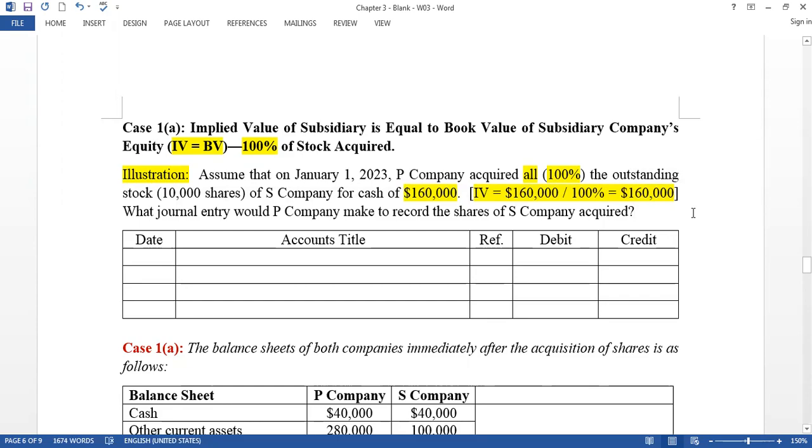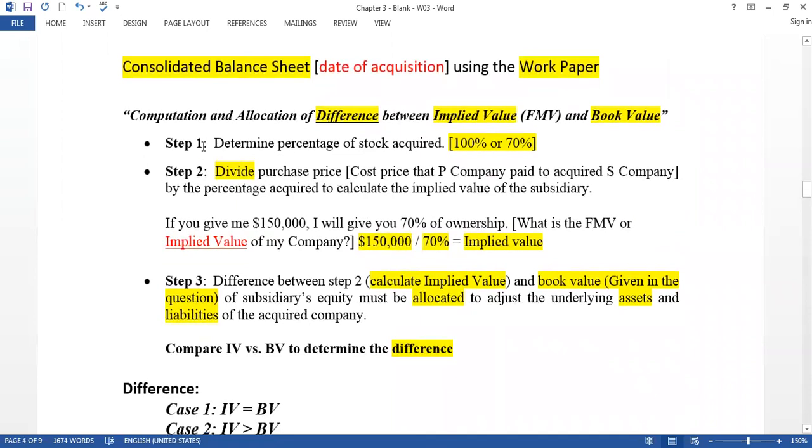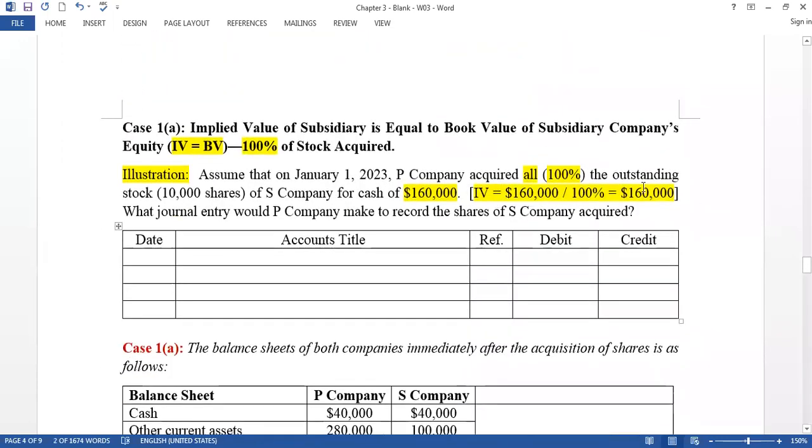Because if you remember these 3 steps, step 2 asks you to calculate the implied value. And to calculate the implied value, you need the purchase price and you need the percentage. So we already calculated the implied value from here. Although this part does not ask you to calculate the implied value, this is just for your reference.